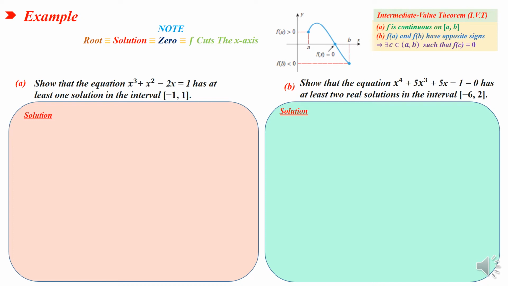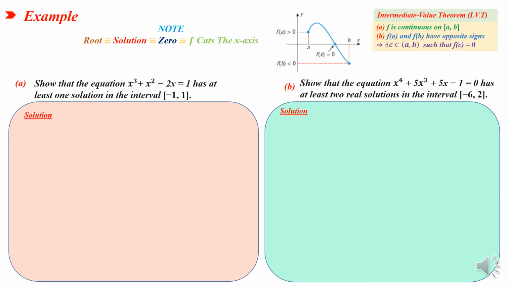Hi everyone, again to IVT, the Intermediate Value Theorem. In this example we have two parts, A and B. In part A you have to show that the equation x cubed plus x squared minus 2x equals 1 has at least one solution in the interval from -1 to 1.